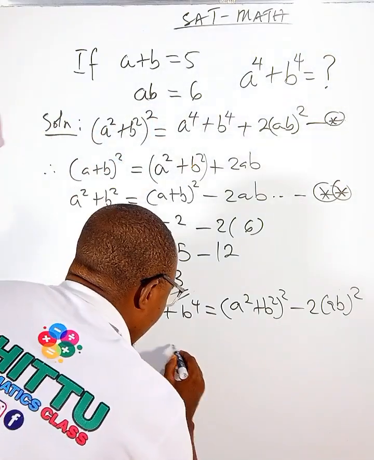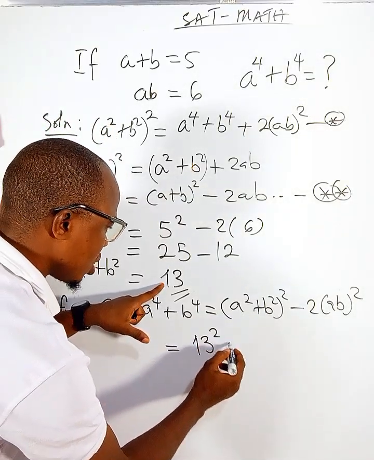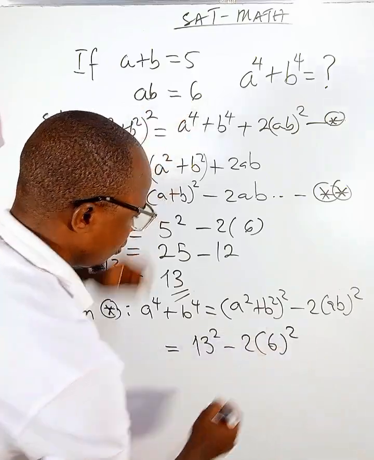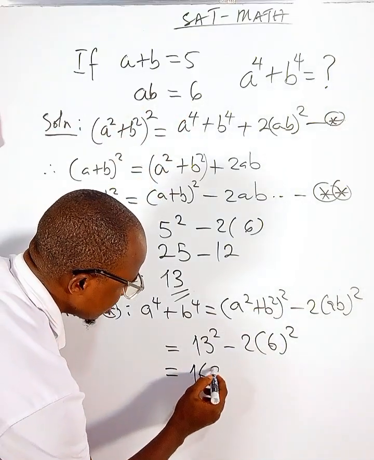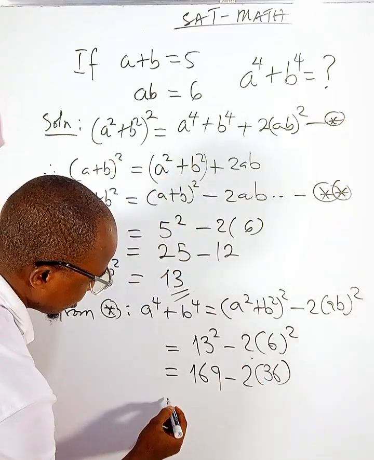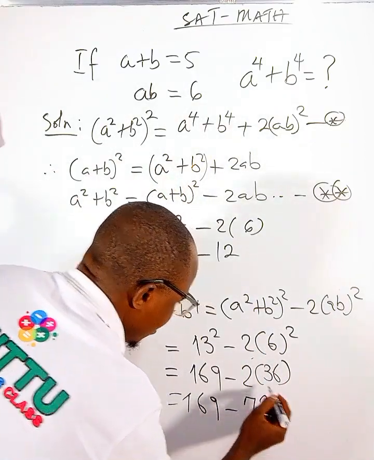Now from here, what is a squared plus b squared? It is 13 here. We have 13 squared minus 2 into what is ab? ab is 6, we have 6 all to the power of 2. So we have 169 minus 2 multiplied by 36. 2 times 36 is 72.